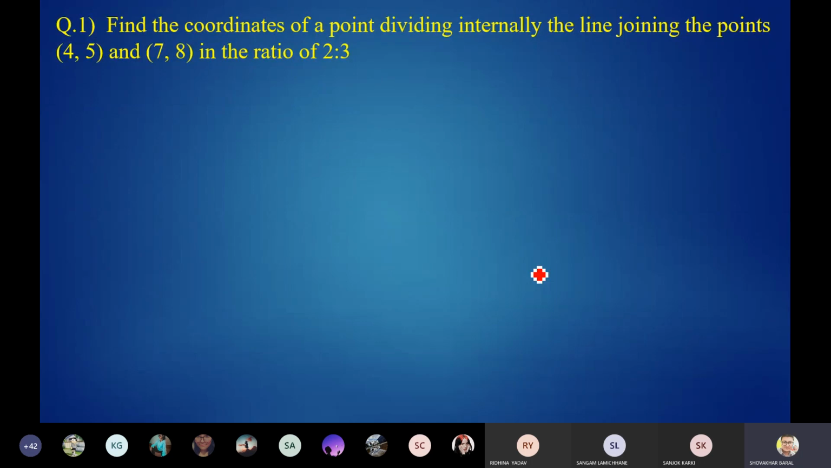Please write this question. Find the coordinates of a point dividing internally the line joining the points (4, 5) and (7, 8) in the ratio of 2:3. This question is actually taken from a textbook.